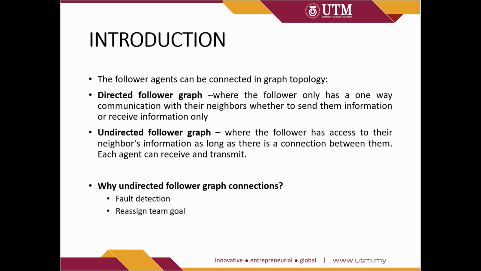Undirected follower graph is where the agents or the followers have access to the neighbor's information, whereby each agent can receive and transmit information with each other. In this paper, we focus on the undirected follower graph. Why undirected follower graph connections is because, firstly, for the future implementation, it is used widely for fault detection and reassigning team goals.